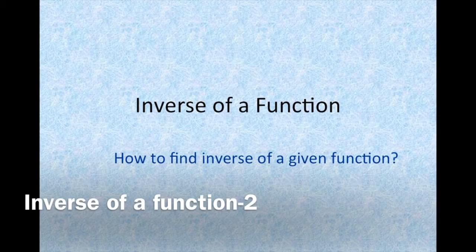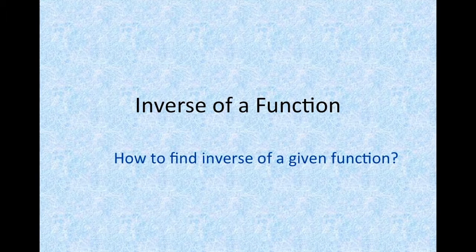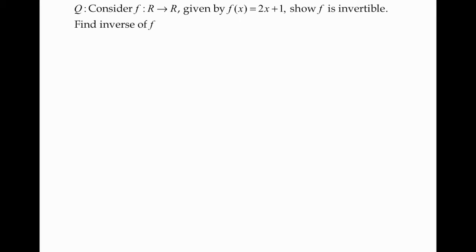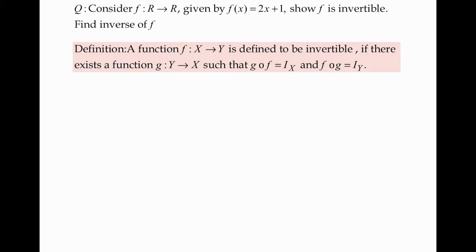So let's consider the same question as we did earlier. That is, how do we find the inverse of a given function, which was f of x is equal to 2x plus 1, and use the second method. So what was the first method?